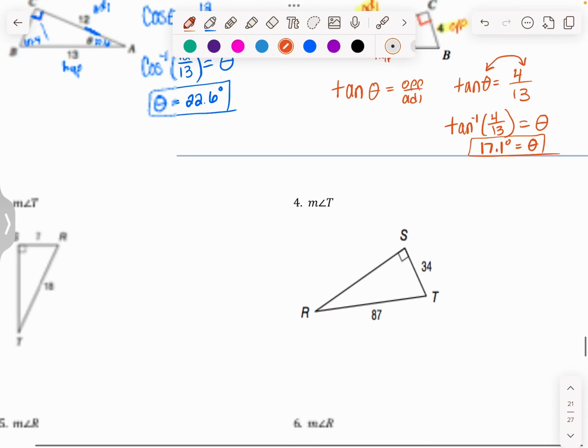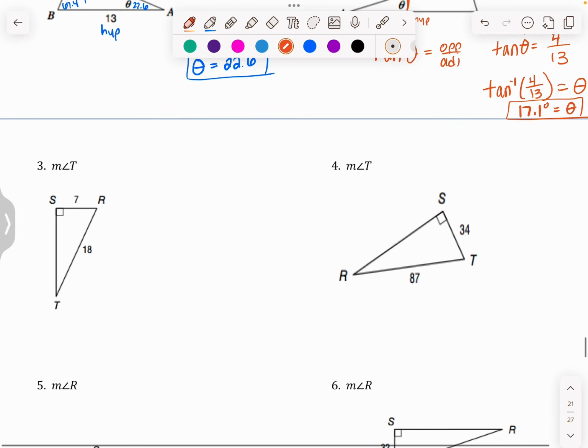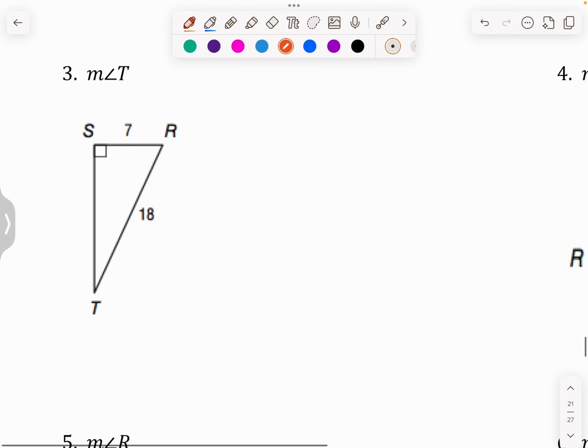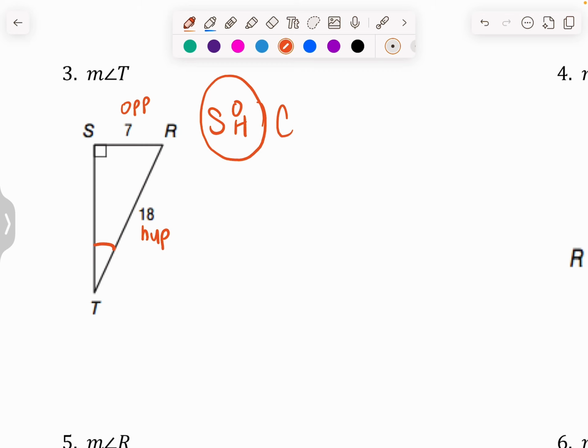All right, I'm going to do a couple more. Find the measure of angle T. So the measure of angle T, so we're looking at the 7 is straight across, so that's going to be your opposite side. The 18 is across from the 90-degree angle, so that's going to be your hypotenuse. So that's going to be your SO in SOHCAHTOA. So that's going to be sine.